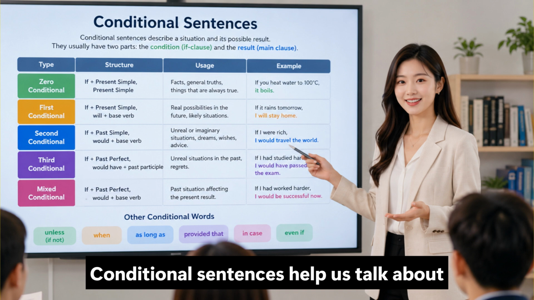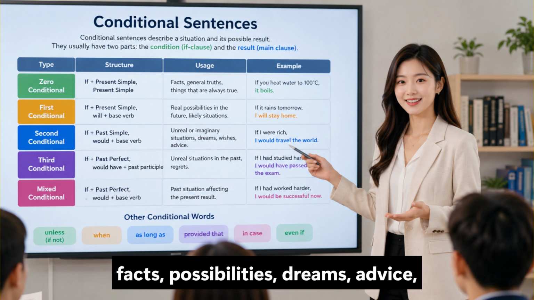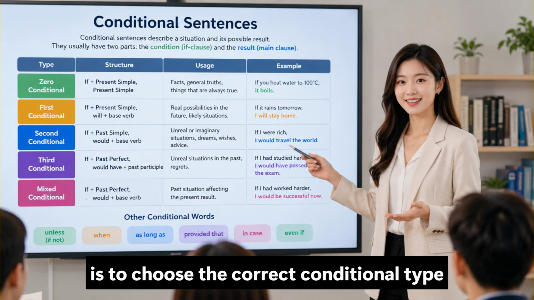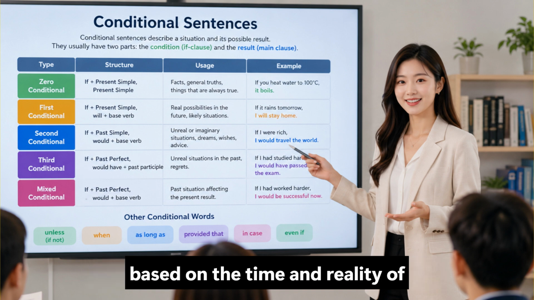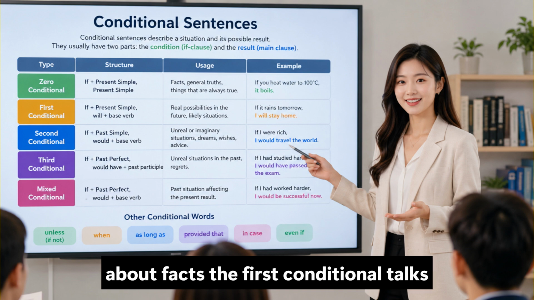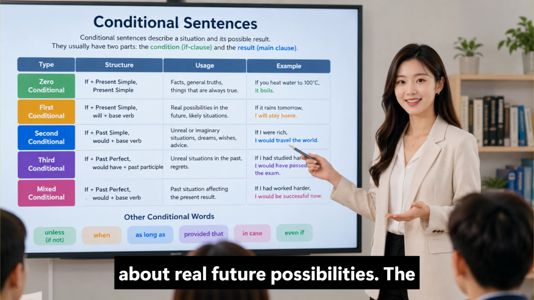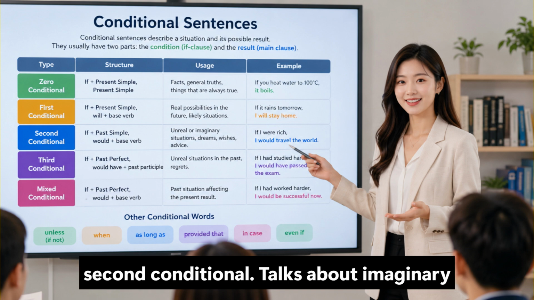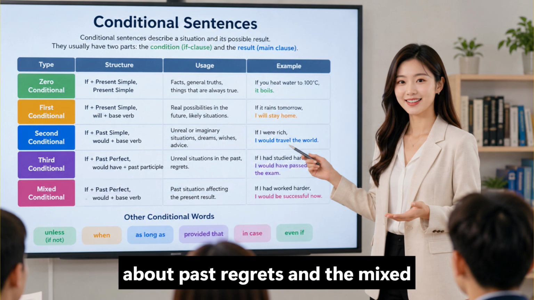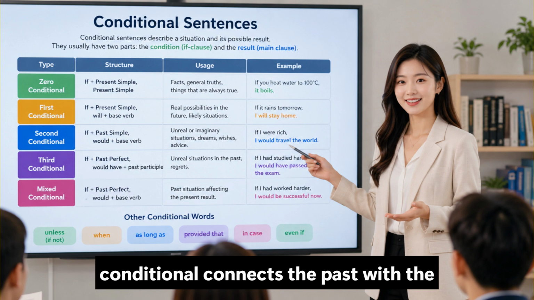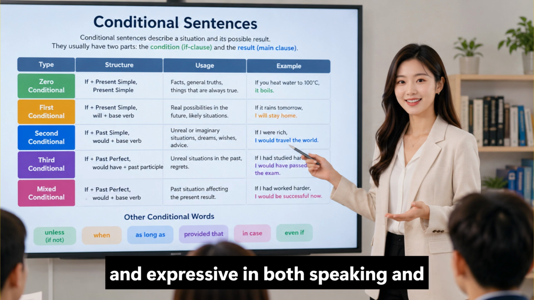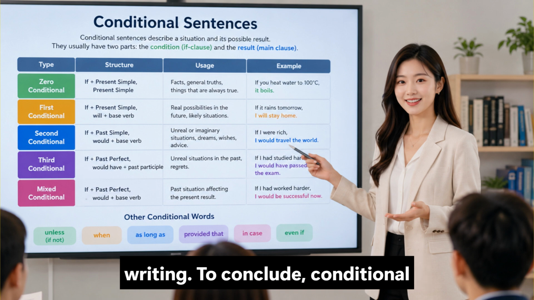Conditional sentences help us talk about facts, possibilities, dreams, advice, future plans, and past regrets. The key is to choose the correct conditional type based on the time and reality of the situation. The zero conditional talks about facts. The first conditional talks about real future possibilities. The second conditional talks about imaginary situations. The third conditional talks about past regrets. And the mixed conditional connects the past with the present. Mastering these patterns will make your English more natural, accurate, and expressive in both speaking and writing.